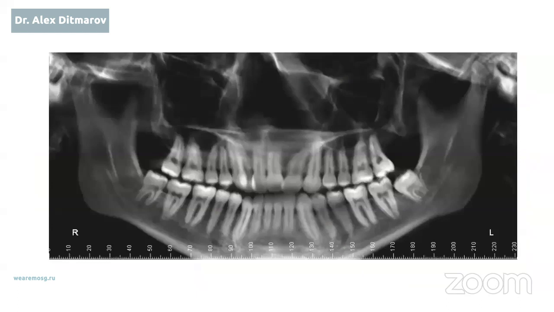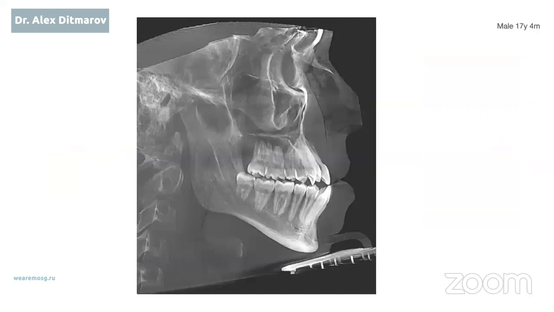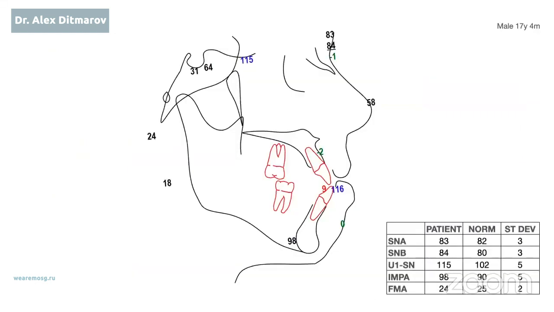This is his panoramic X-ray, nothing remarkable here. And this is his cephalometric image. These are the numbers. Well, there are several important issues. His lower incisors are slightly proclined. His upper incisors are very much proclined. And his A and B angle is -1 degree.